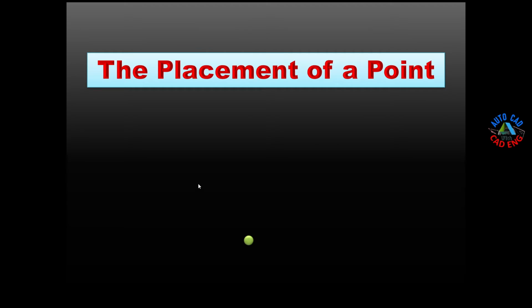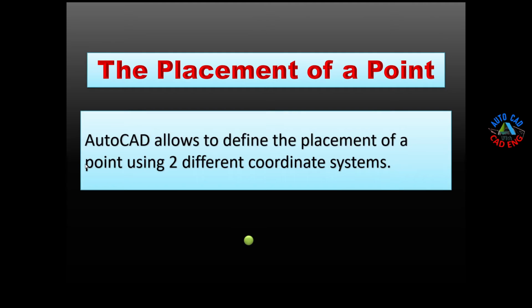Whenever you click on the black screen of AutoCAD to draw anything, you mark a point. That is called placement of a point.